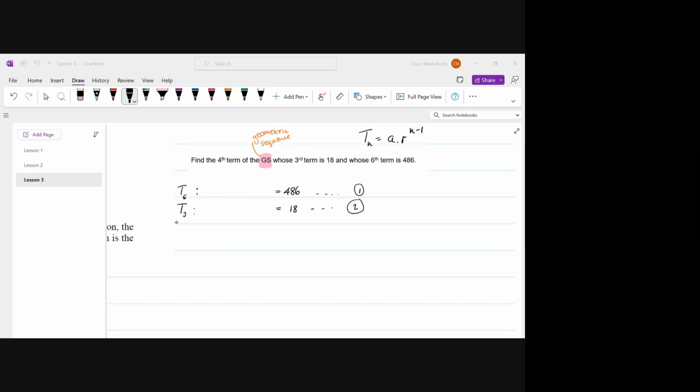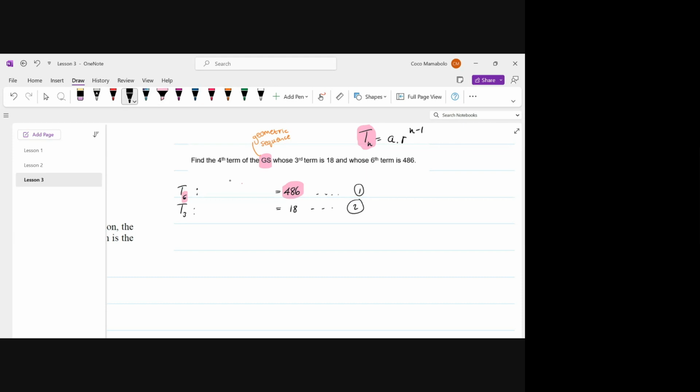Okay, so let's just remember. This 486 stands for the Tn part. So we've replaced the Tn part, which means this other part over here is what we need to put in this open space. Now, we don't know what A is. We don't know what r is. The only thing we do know is what n is. We know that n is equal to 6.